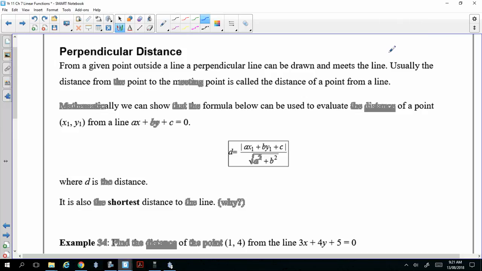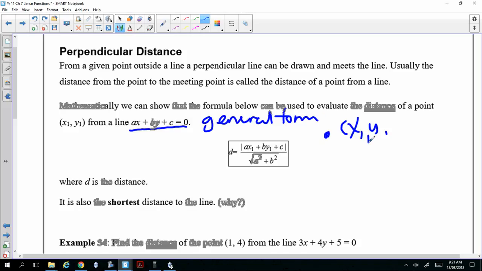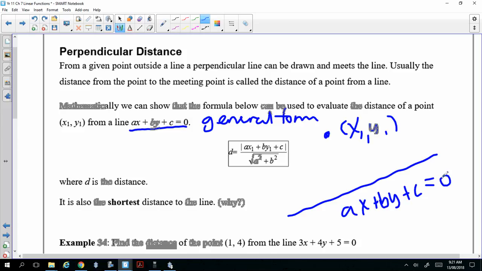Perpendicular distance. This is a formula you haven't learned in year 10, so let's go through it very carefully. Now, in this perpendicular distance formula, we need to use the general form. That's why we learned the general form. So basically, what we try to do is to work out the distance from a point to a line. The distance from a point to a line is the perpendicular distance.